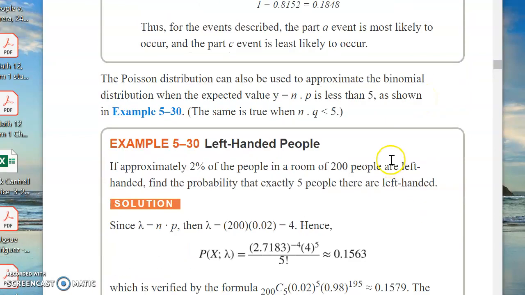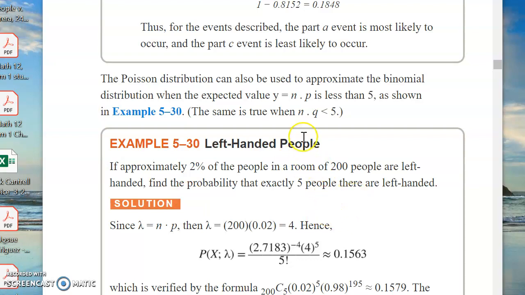Okay, so at the very beginning, the author said there's 2 ways that we use the Poisson distribution. We use it if we have the average number of occurrences, the average number of successes, and we use that to calculate a particular number of successes. So that's one way of doing it. And then the other way we can use it is right here. It's used to approximate the binomial distribution when this expected value is n times p.